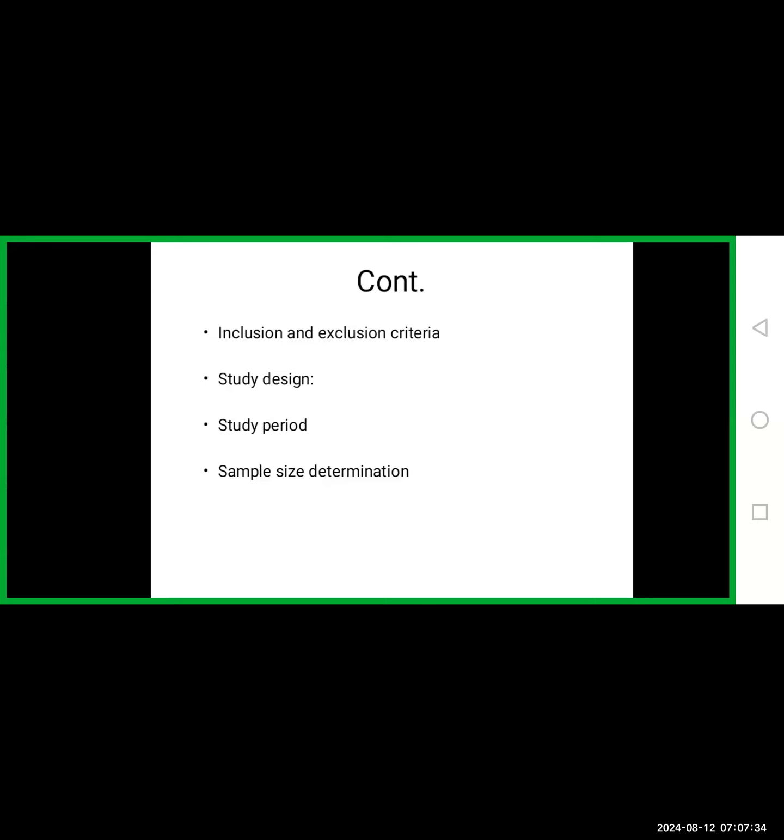Inclusion criteria and exclusion criteria, study design, study period, sample size determination, all are components of this research methodology. Next slide.